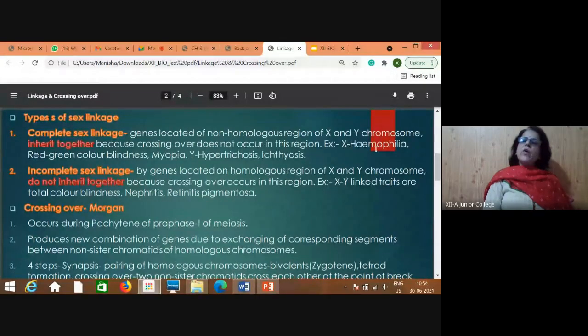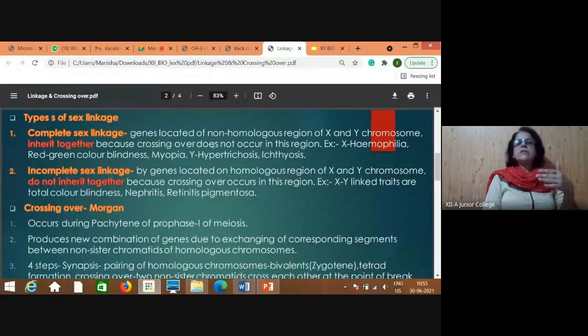They are present only on the non-homologous region of the X chromosome, which are inherited as they are. Whereas hypertrichosis and ichthyosis are genes located on the non-homologous region of the Y chromosome. So they are located only on the non-homologous part of the Y chromosome, and that's why they are completely inherited as they are from Y. Okay, so this is the best example. In the further examples, I will explain what it all means. So just try to understand what complete sex linkage means.